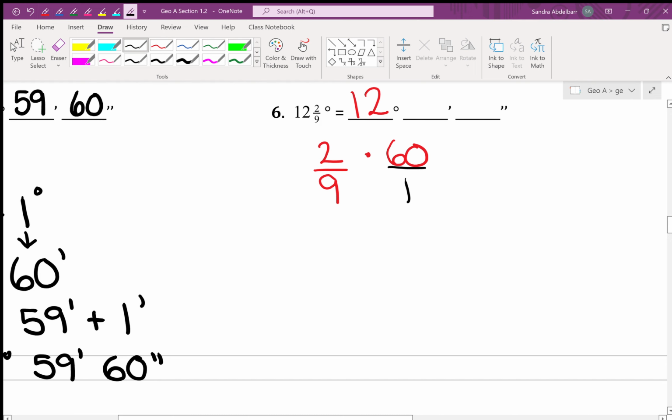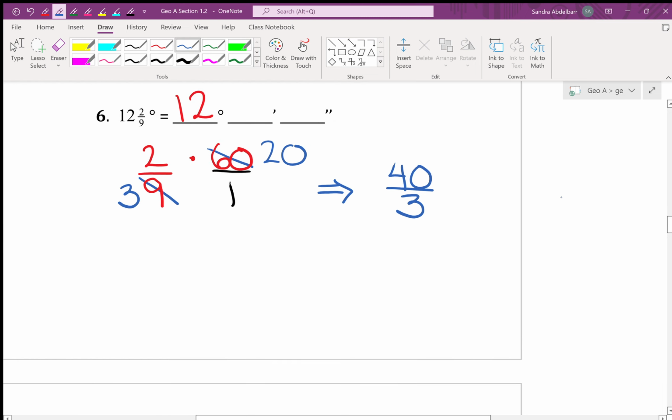Now, this is where you can tell that there's going to be a hiccup here. Does 9 go into 60 evenly? No, but is there a number that goes into 9 and 60 evenly? 3, right? 3 goes into 9 3 times, 3 goes into 60 20 times. So now we're left with 40 over 3. Does 3 go into 40 evenly? No. So now I need you to change this into a mixed number.